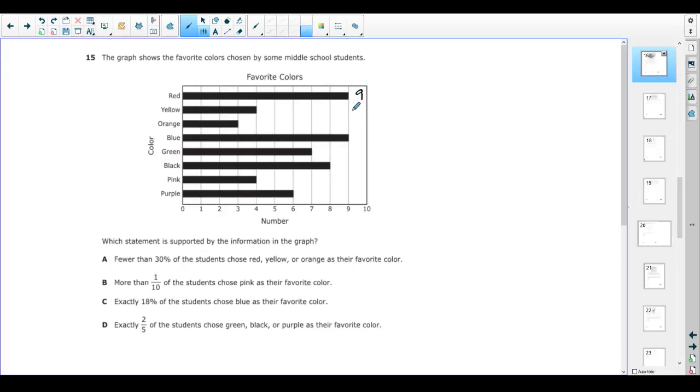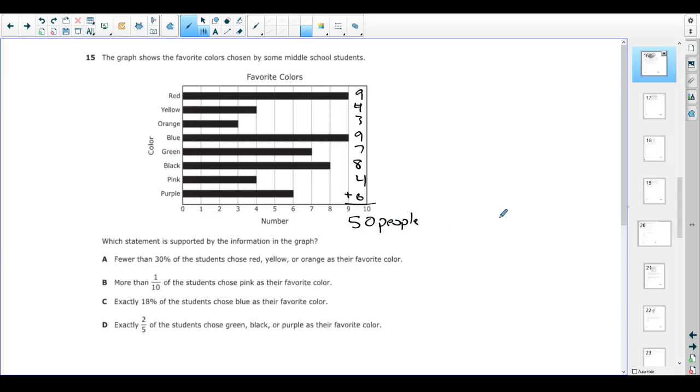We have 9, 4, sorry, 3 picked orange, 9, 7, 8, 4, and 6. And so we add up all those people. 25, 32, 40. This actually gives us 50 people, which makes this a little bit easier now.